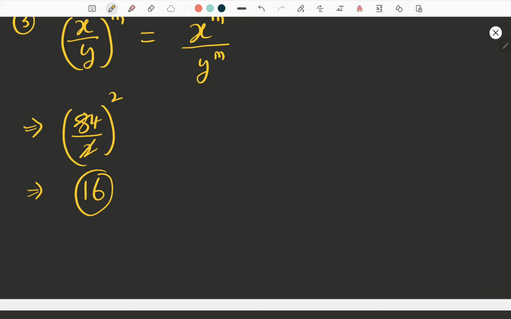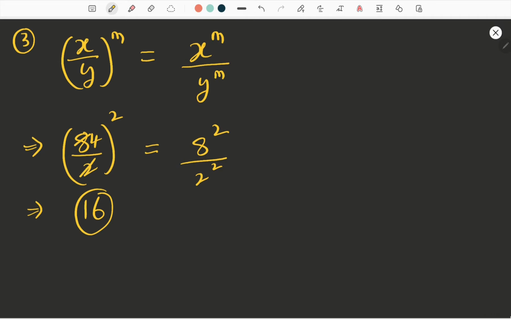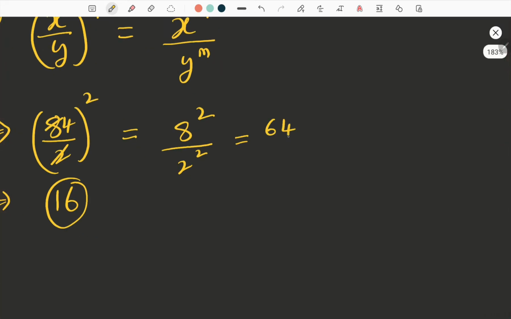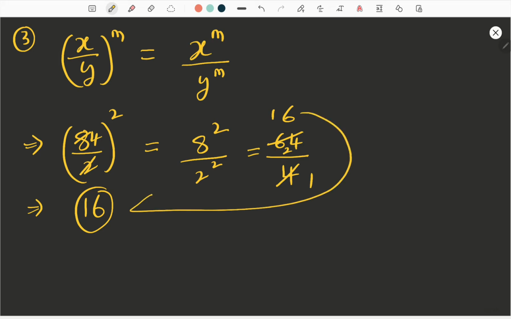The answer is 16. Alright, so if you want to do it in the normal way, so how does it become? 8 by 2, right? So it becomes 8 square divided by 2 square. Correct? Look at this. This 8 is there, this 2 is there, 8 square, then divided by 2 square according to this law. So how much does it become? 8 square is 64, divided by 2 square, which is 4. So it becomes 4 ones are 4, 4 sixes are 24, so we got 16 here also.